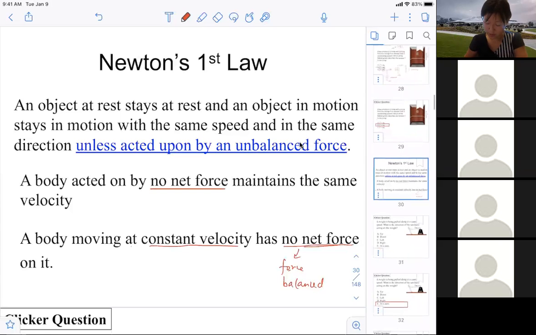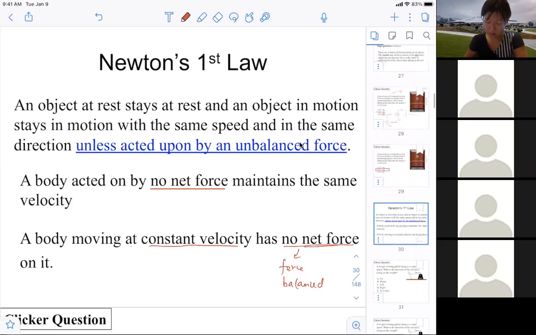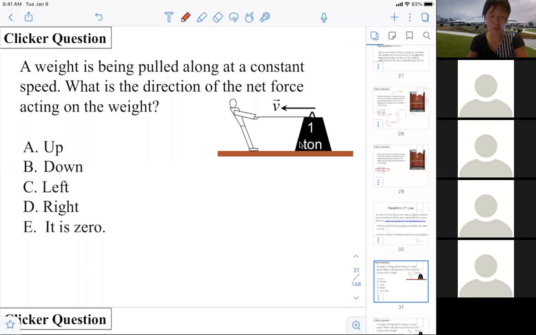Okay, so let's continue to answer a couple questions just to help us make sure we understand how to apply Newton's first law. Again, we have the same person pulling on the ton of weight. In this case, indeed, the weight has a velocity, so it must be some kind of Superman pulling on the weight train. Anyway, it has a constant velocity v traveling to the left. Okay, so what is the direction of the net force acting on the weight?